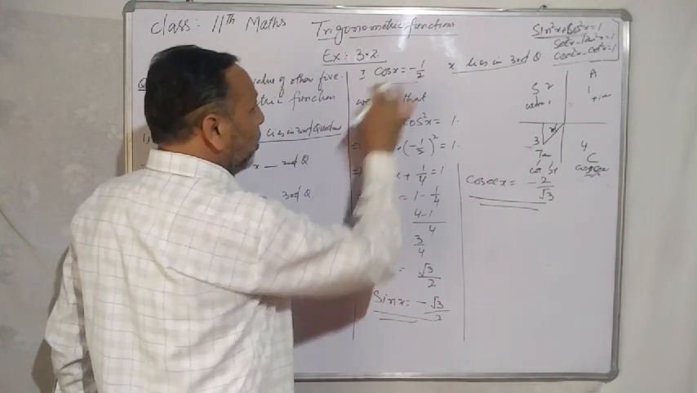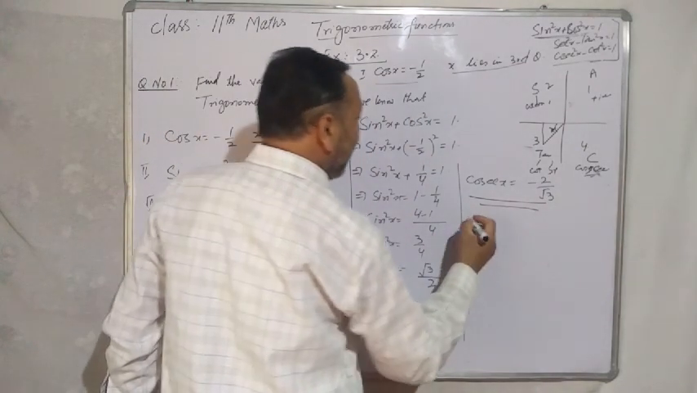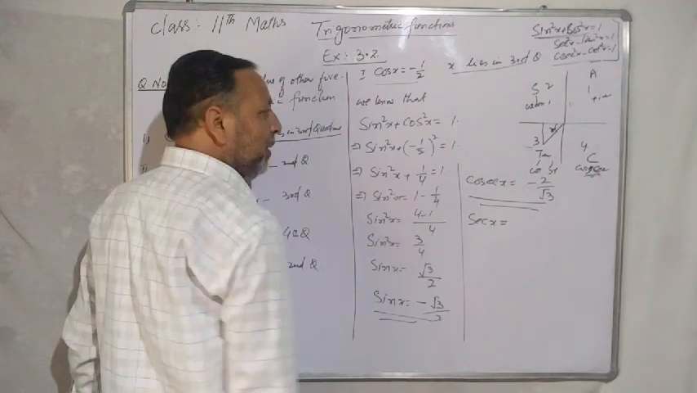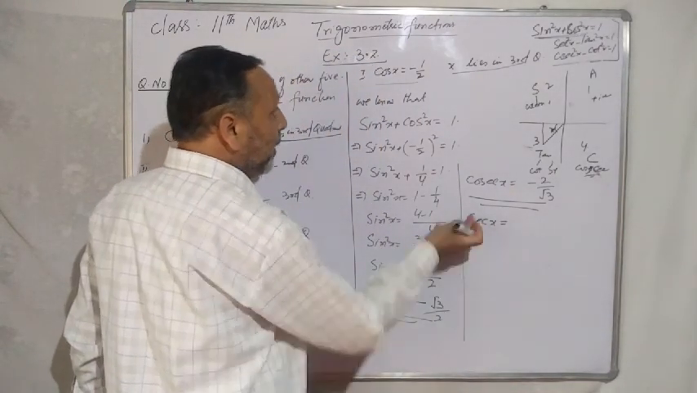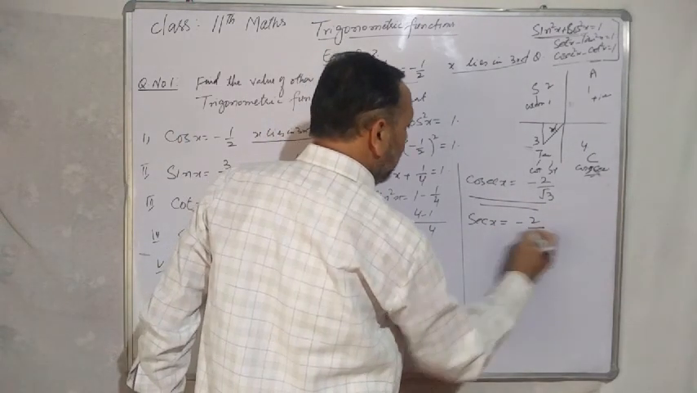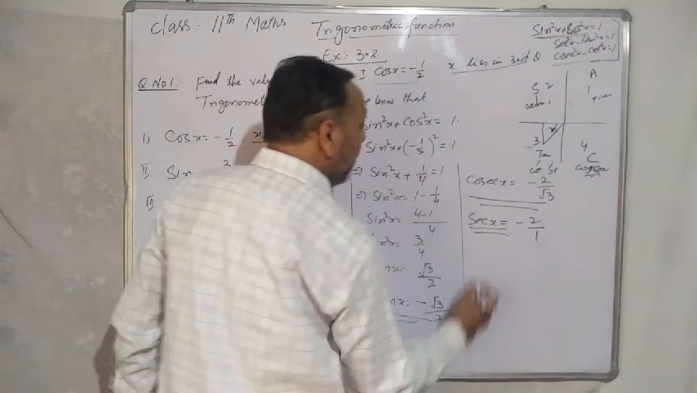Now cos x is given. We know that sec x is the inverse of cos x. That means sec x is equal to minus 2 by 1. This is sec x.